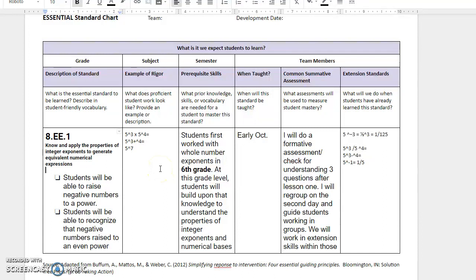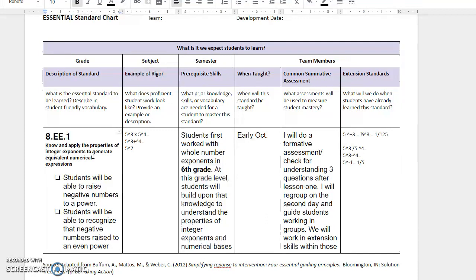So I'm going to briefly go through each area and just walk through what I did to break down this 8th grade math standard. First off, we have 6 areas to our sheet for our essential standard chart. First is the description of the standard. That is basically what is the essential standard that we are looking at or unit, and how are we going to break that down into what we expect our students to know and do.